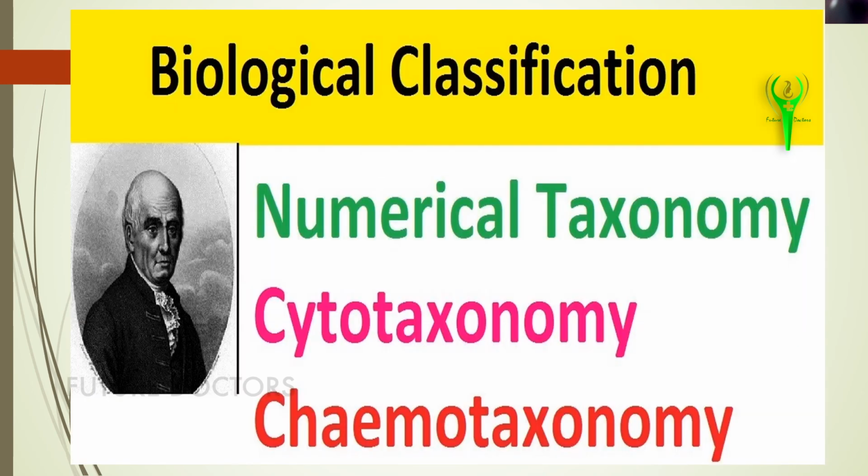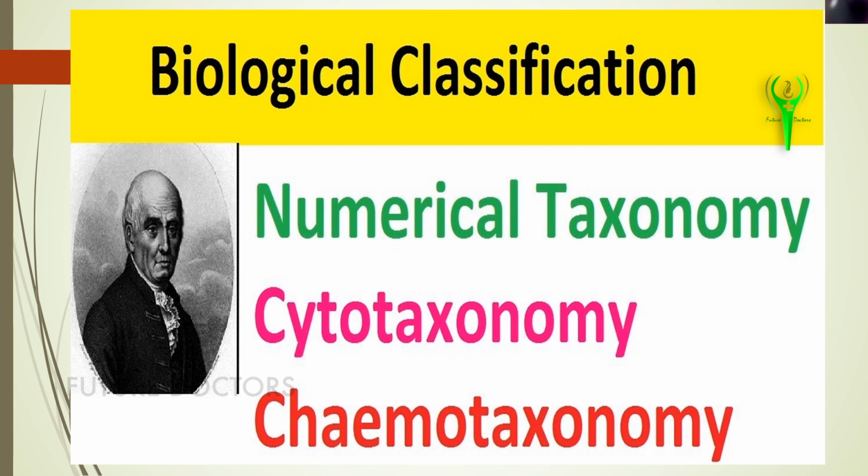And now is biological classification. The three are numerical taxonomy, cytotaxonomy and chemotaxonomy. Numerical taxonomy is carried out by quantitative assessment of similarities and differences in order to make an objective assessment. Numbers and codes are assigned to all the characters and the data are then processed. Hundreds of characters can be considered in this numerical taxonomy.